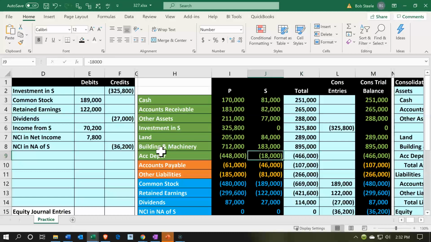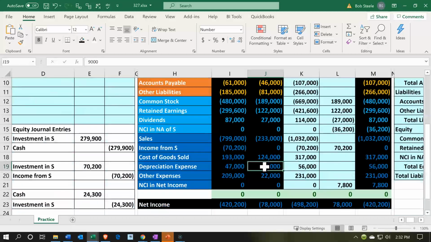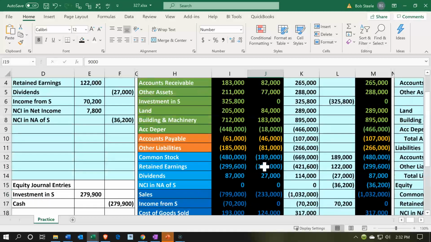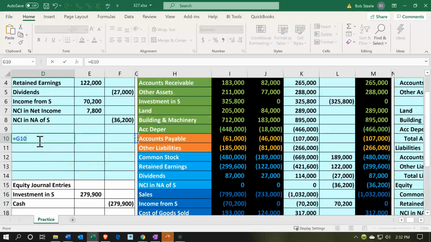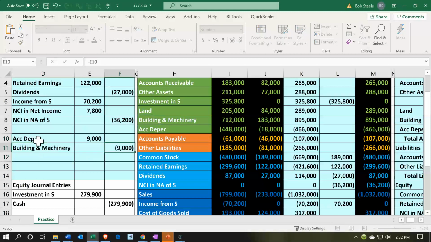So how do we know what it was at the beginning of the year? Well, we happen to know that this was 1 year's time, and therefore this includes what it was at the beginning plus the current year depreciation expense. Current year depreciation expense is 9,000. So the 18,000 minus the 9,000 is 9,000, and that's what it must have been at the beginning. So I'm going to say that this is going to be the accumulated depreciation, and then the building, and the amount is going to be that 9,000, which is that 18 minus the 9.